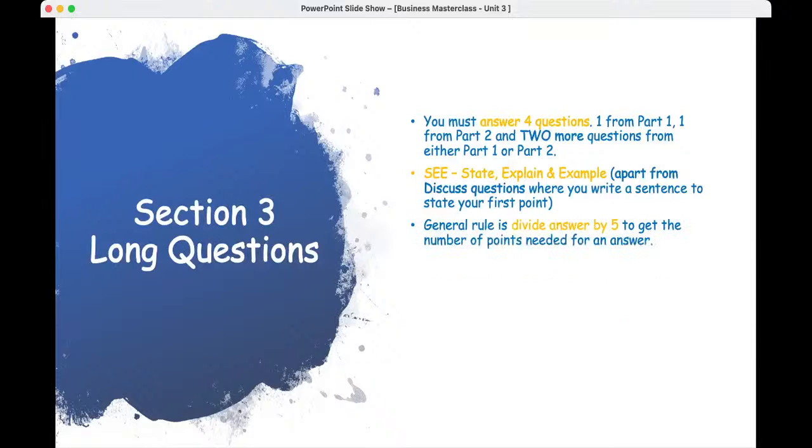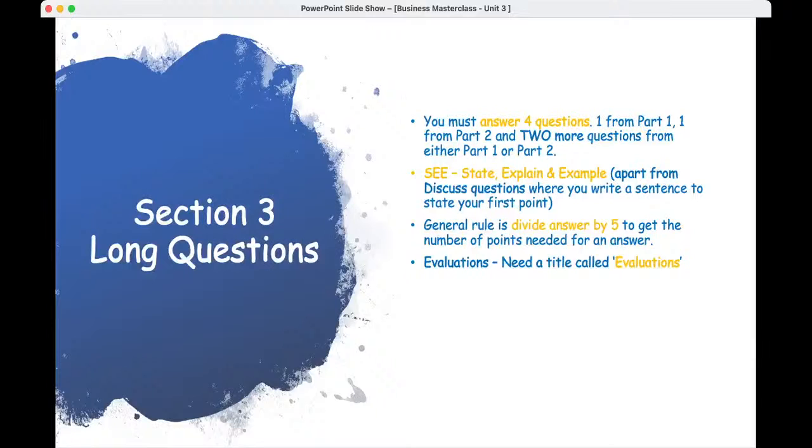A general rule of thumb is if a question is 20 marks, divide it by 5 and that tells you how many points you need to give for the answer. So it'll be 4 points. Okay, so a really good thing. If it's 15 marks, 3 points. If it's 25, 5. If it's 20, 4.